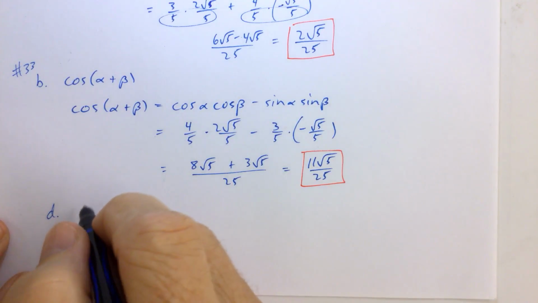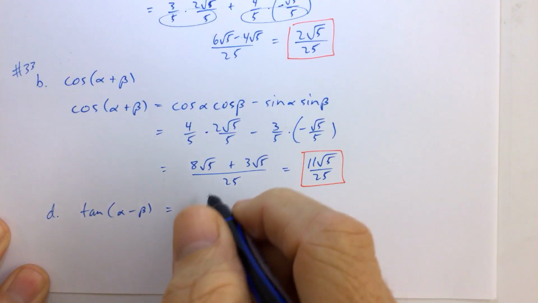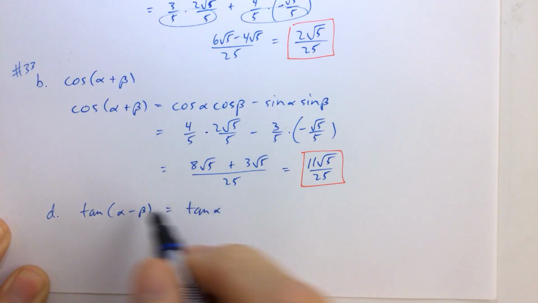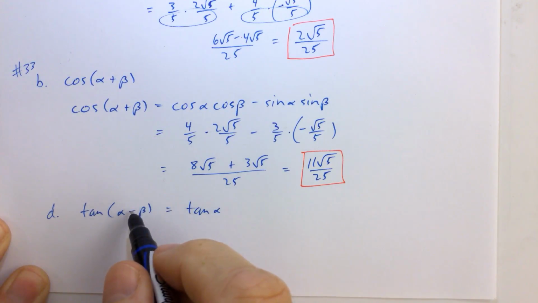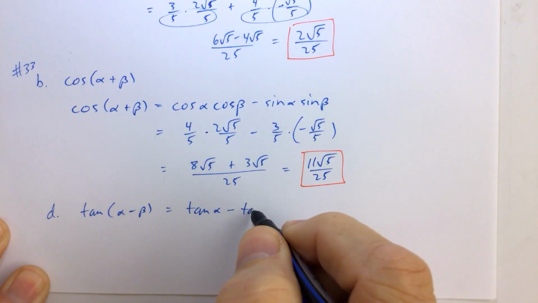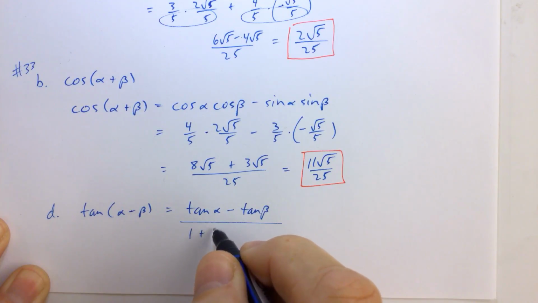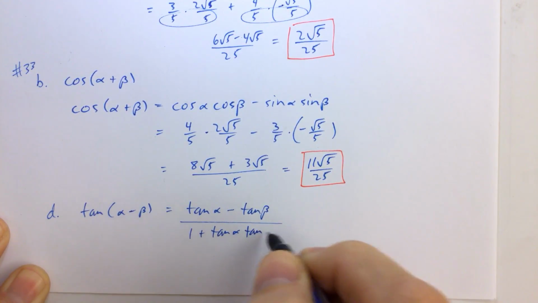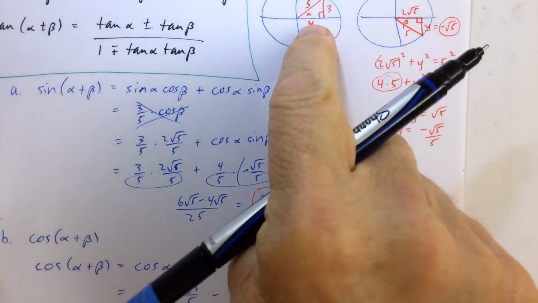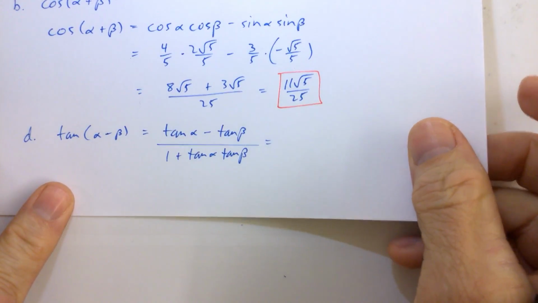Part D, we're trying to find the tangent of alpha minus beta, and again we're going to just use our formula, tangent of alpha. So the tangent's also the same, so just like sine, the signs are the same. The first sign, anyway, minus sign here, we're going to have a minus sign there, minus tangent of beta, but then this sign switches, so over 1 plus tangent alpha times the tangent of beta. And then all we have to do is look up here at our triangles. The tangent of alpha would be the opposite over the adjacent, and so that would be the 3/4.